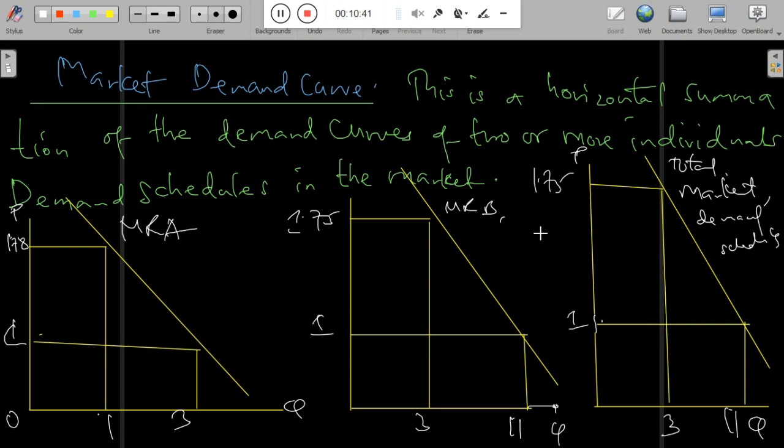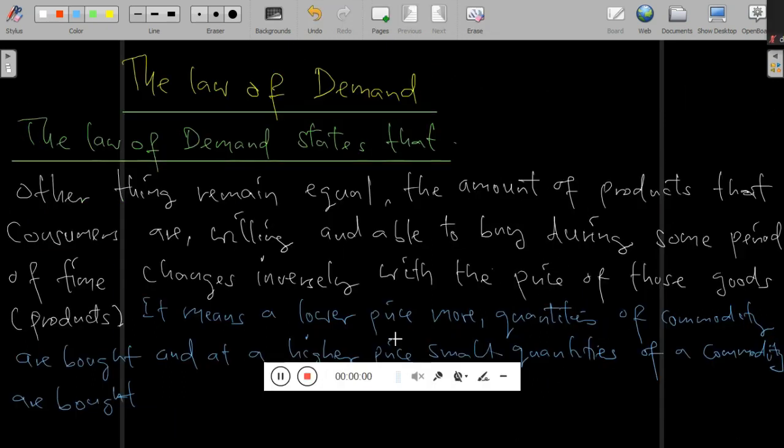But the price level is constant, that is 1.75, as you can observe in our graph. So that is how we present the market demand curve.